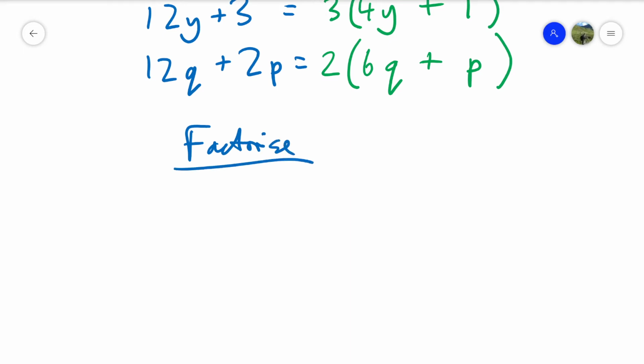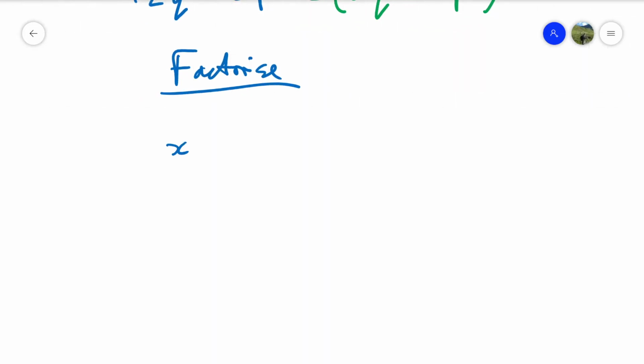Factorise. I didn't really need to write that out again, did I? But anyway. So I'm writing out 3 more, then you can pause the video, have a go in your own time.